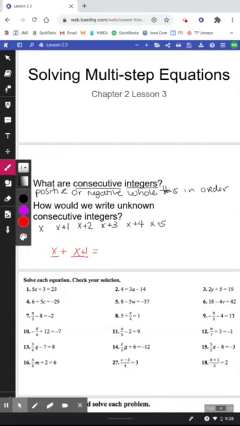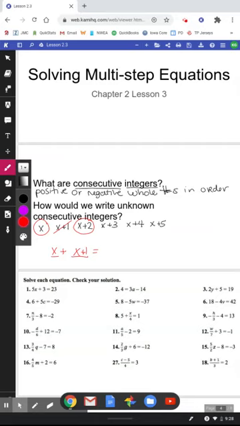The tricky part would be, what if it wants odd integers? Well, if this is 5 and it wants the next odd one, we would skip and do this one, because this would be like 5, 6, 7. Skip, that's 8, and do 9. And it would just keep going with the pattern.